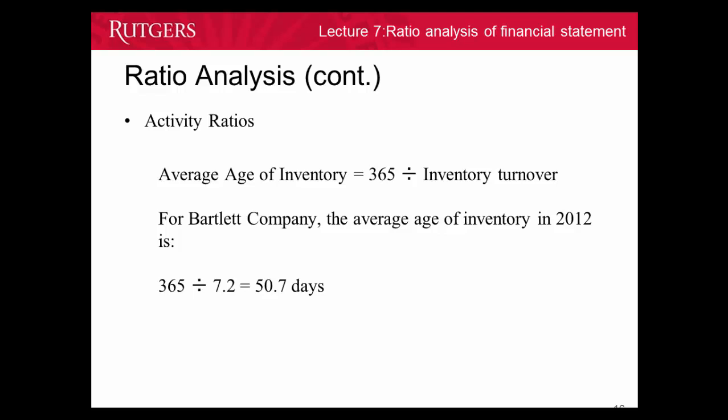The next ratio is average age of inventory. The calculation is very simple. You can simply use the number of days in 1 year and divide this by inventory turnover. In this case, we divide 365 by 7.2, which we calculated before, and we obtained 15.7 days. This suggests that inventory is totally replaced or renewed in 15.7 days.